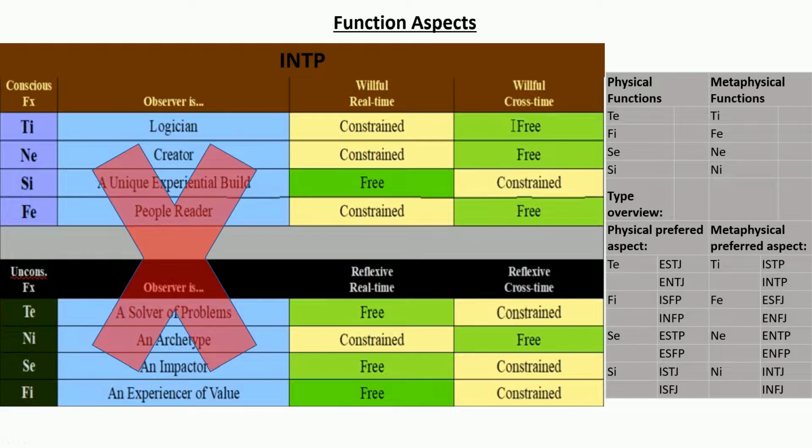examples here, but broadly, every function can be used in either the metaphysical or physical realm. However, each function has a preferred aspect. So, it makes sense, right? With FI, you feel something in the moment. SI, you're paying attention to your physical self in the moment. SE, you're doing something physically to make a physical change in the world. That makes sense. It's physical. It's real time. Metaphysical, NE, it's an idea.